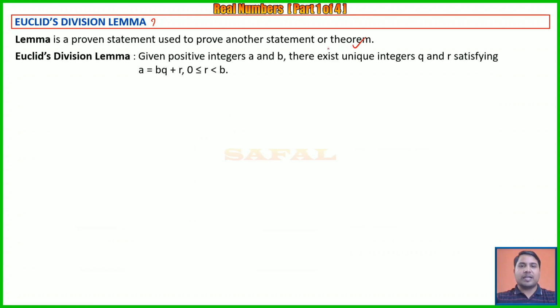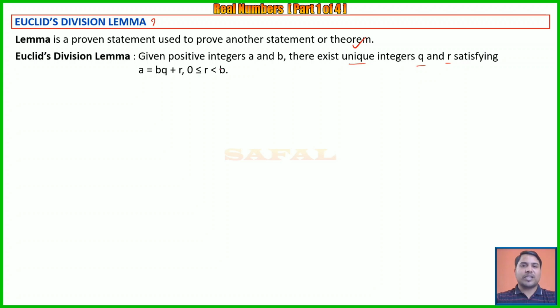It states that given two positive integers a and b, there exist unique integers q and r such that a equals bq plus r, where r is greater than or equal to 0 and less than b. So ये division की बात करता है.